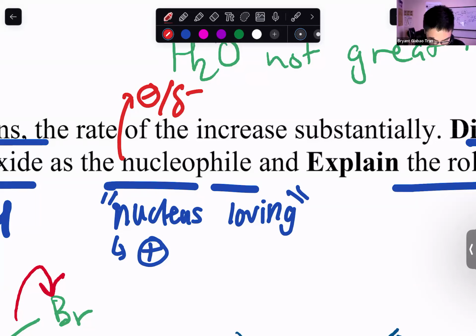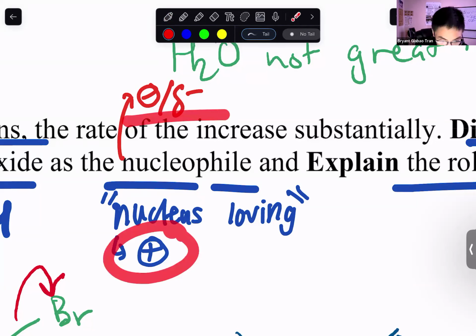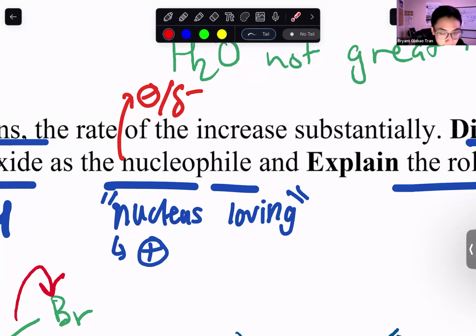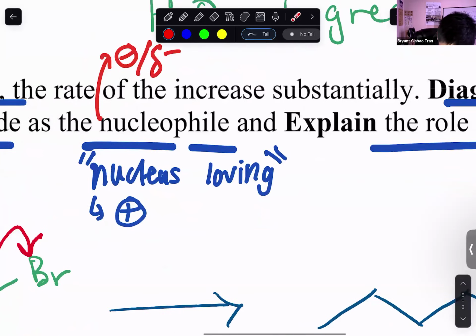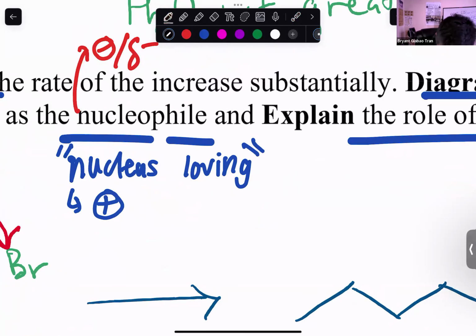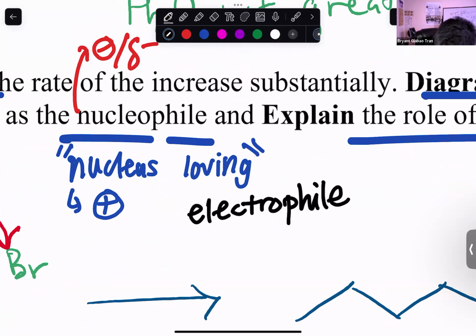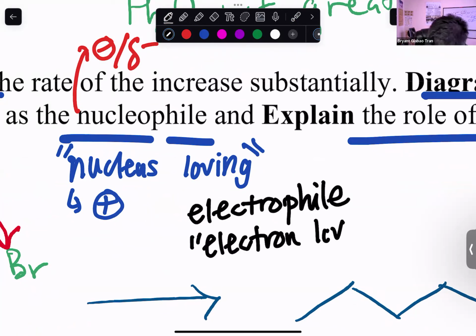Okay. So a nucleophile is negatively charged because they love positive charges, and opposite charges attract. Right. So if they love positive charge, they have to be negative charge because opposite charges attract each other. The opposite of a nucleophile is an electrophile, right? Which means electron loving. What charge do you think an electrophile would have based on the name?